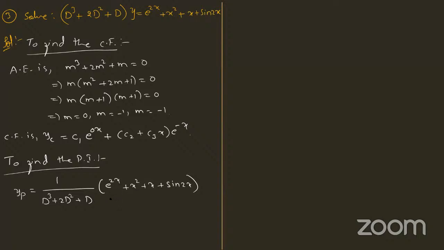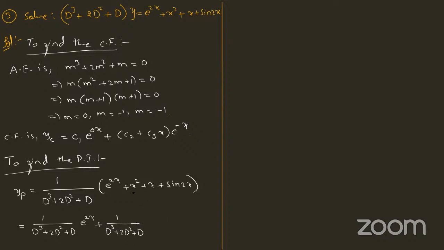Whenever you have a combination of functions like this, we try to split it into two or three different particular integrals, two or three different parts. So I'm just doing the same thing here also. First of all, it is 1 divided by D cube plus 2D square plus D, and I'm now operating this on e power 2x plus 1 divided by D cube plus 2D square plus D.